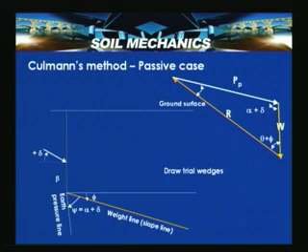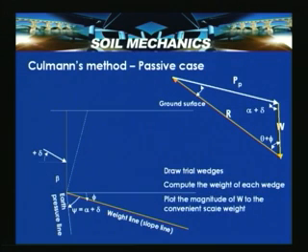Then we now try to draw the trial wedges. So we have drawn the first wedge line passing through the heel of the wall. The procedure is again the same. Here in this case, the wall is actually moving towards the fill. Now, what we need to do is compute the weight of that wedge and represent that weight along this slope line. That is what we did, and we have drawn a line parallel to the earth pressure line. So this is the point where it cuts.